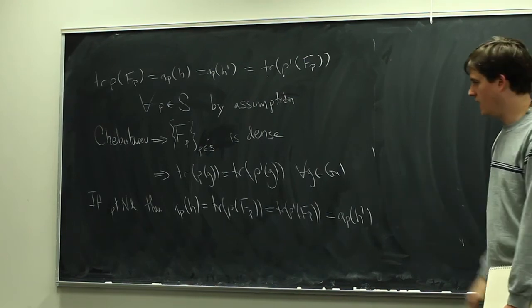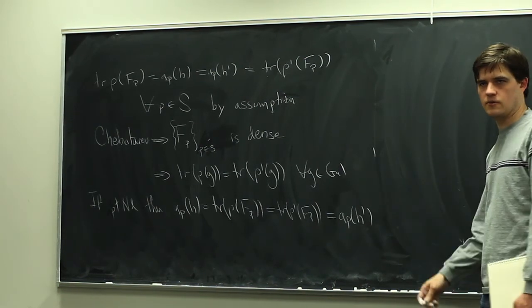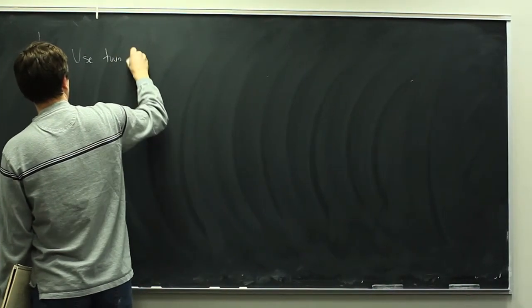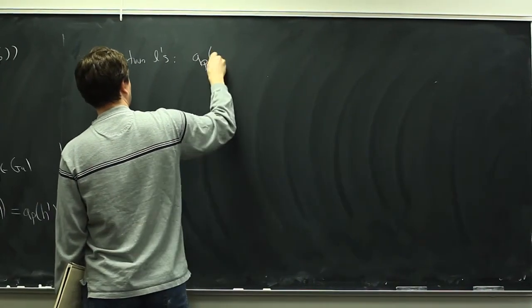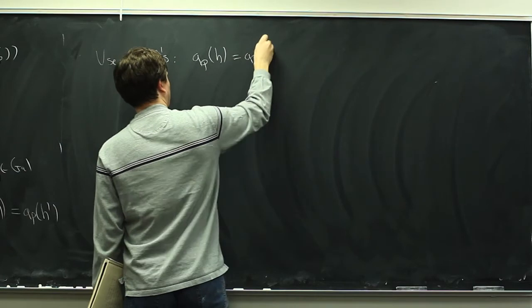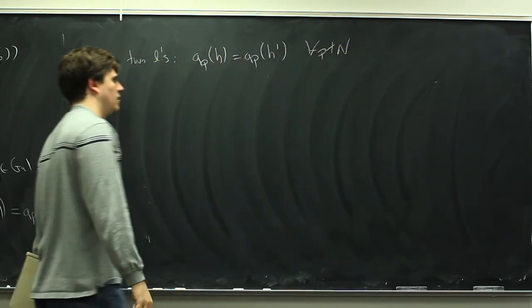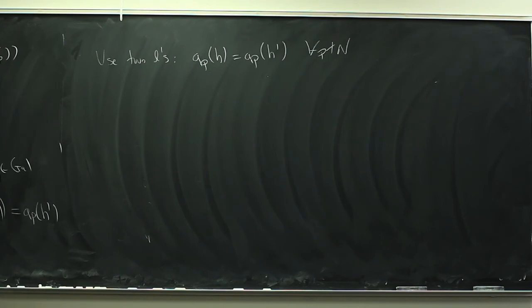But here we've forgotten l, but we're free to choose l to be whatever we want. So if we use two l's, we get that a_p of h is equal to a_p of h prime for all p that are not equal to n. And by the weaker version of multiplicity one that we proved before, that says that h equals h prime.